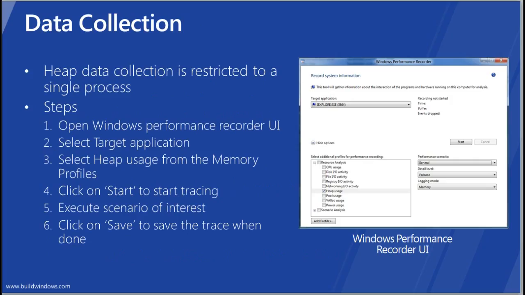So let's talk about how we do data collection for the heap using Windows Performance Recorder UI. Heap allocation data is process specific, so we have to select a process in WPR UI to be able to collect the data. And we also have to select, in this case, that we want to collect heap data. Once you've selected these two things, click on Start, repro the scenario of interest within the process that you've just launched. When you're done, click on Save to save the trace, which we can open later in WPA for analysis.